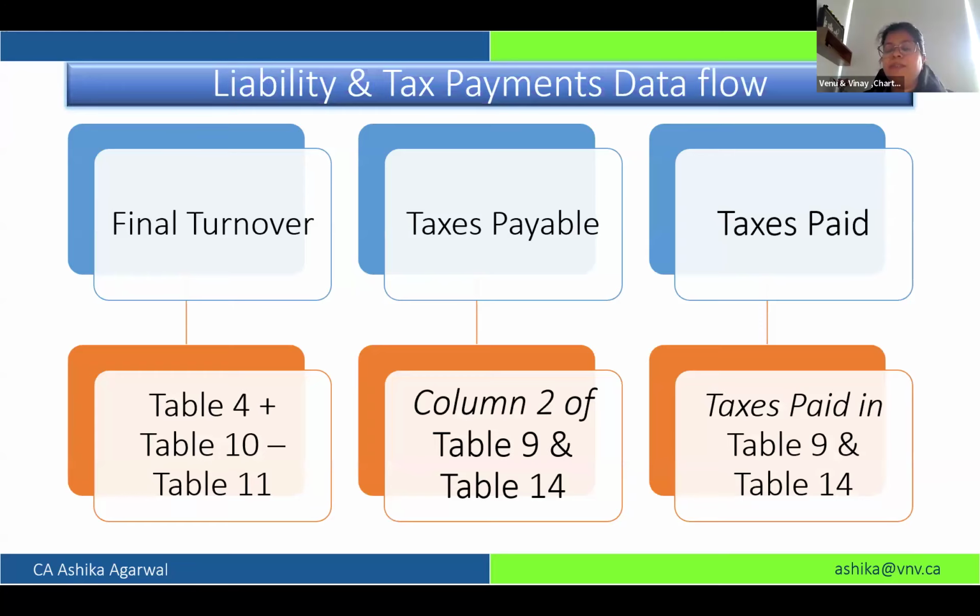These are other validation checks which you have to keep in mind while doing your 9C. If you see your GSTR 9, table 4 plus table 10 minus table 11 gives you the final turnover, on which you get your tax payable. This tax payable you have to compare with your tax paid and see whether there is any short or excess. If short, you have to pay the tax. If excess, you can claim.